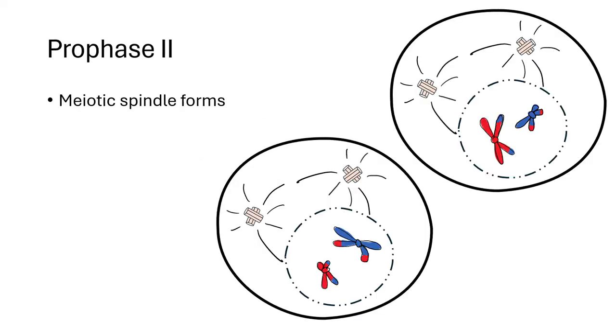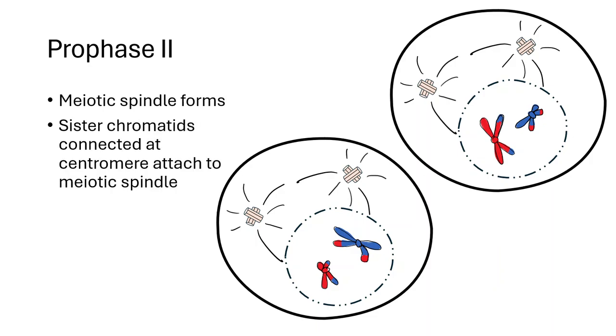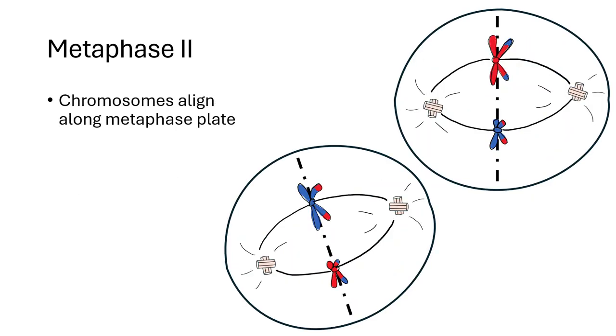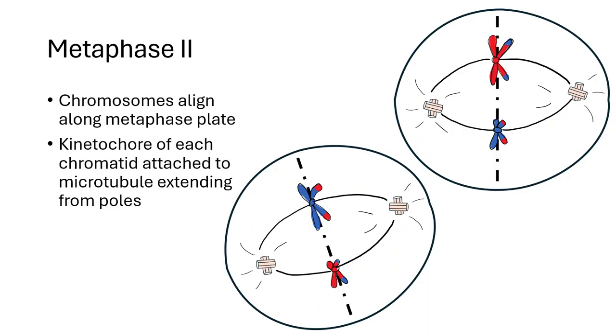So what you'll notice is that I have two cells pictured up here undergoing the process because each of these was produced at the end of meiosis I, and they're going to go through meiosis II. So during prophase 2, the meiotic spindle reforms, and now those pairs of sister chromatids are going to be attaching to the protein spindle. Metaphase 2, again, things are lining up at the middle. Now it's those pairs of sister chromatids lining up at the middle, and each sister chromatid is going to attach to a microtubule from the opposite end of the cell.